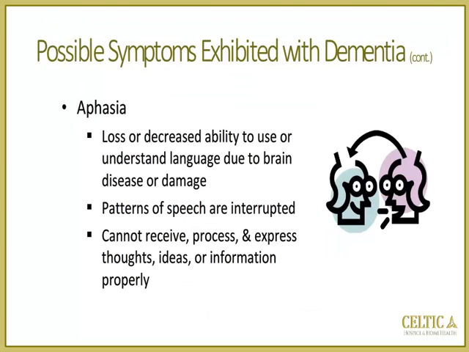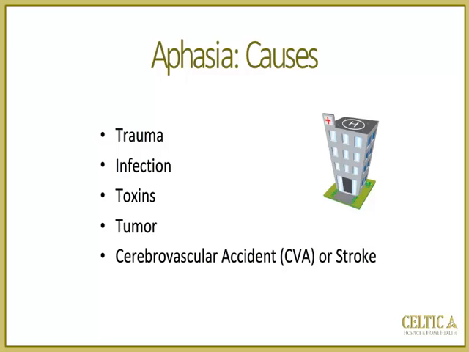And aphasia correlates to inability to communicate. Aphasia is the loss or decreased ability to use or understand language due to brain disease or damage. Patterns of speech may be interrupted. The brain cannot receive, process, and express thoughts, ideas, or information properly. Some causes of aphasia are trauma, infections, toxins, tumor, or cerebral vascular accident or stroke. A lot of these causes are the same causes for dementia, so there's a correlation there.